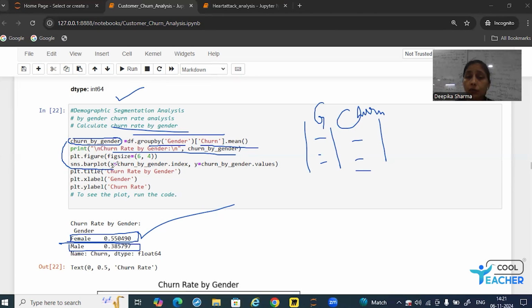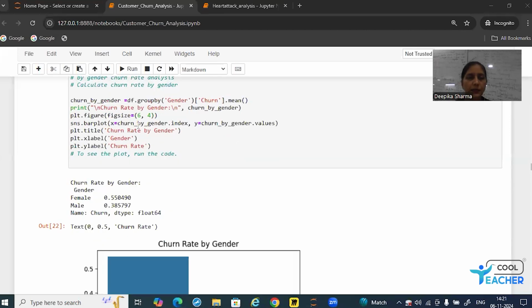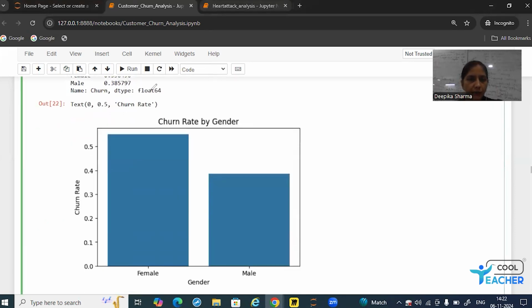The same variable, churn by gender, I'm putting into the Seaborn bar plot. Here I'm taking two variables, x and y. In x we are getting the churn by gender index and in y we are getting the churn by gender values. I'm using sns.barplot, then plt.title, churn rate by gender, which is displayed here. In the x label and the y label, I put the labels: gender as well as the churn rate.